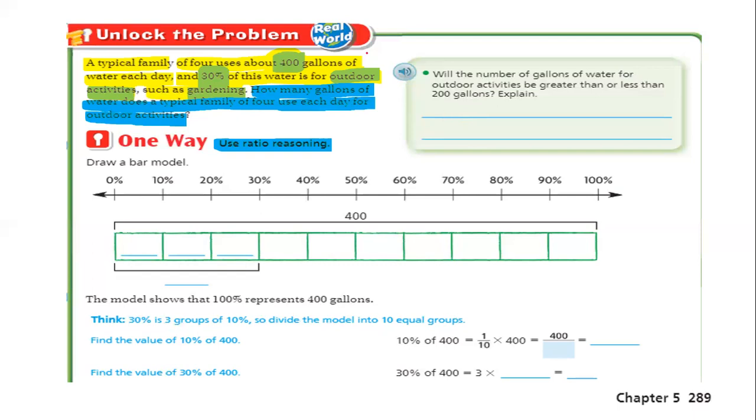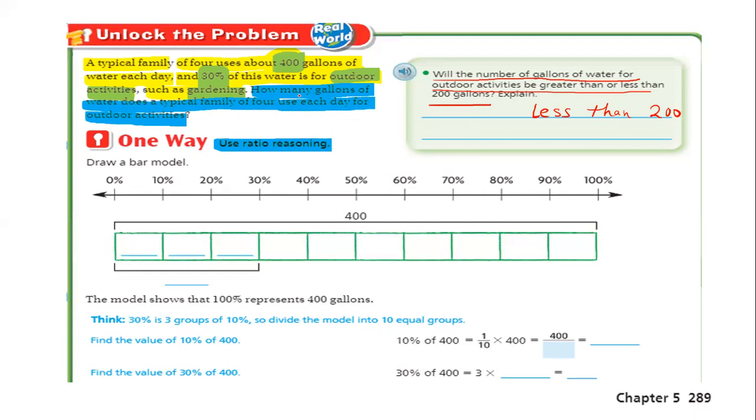I'm asking you about the expectation of the answer. Will the number of gallons of water for outdoor activity be greater than or less than 200 gallons? Mister, I think less, because 200 gallons is a lot of water. That's right, so the number is going to be less. If they drink 200 gallons of water, they could die. No, I'm talking about the answer for outdoor.